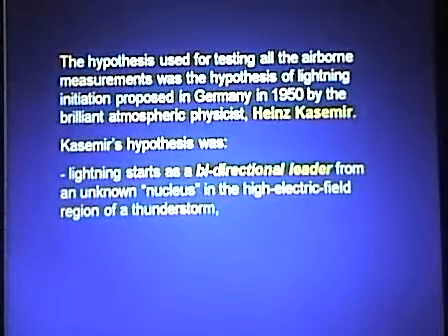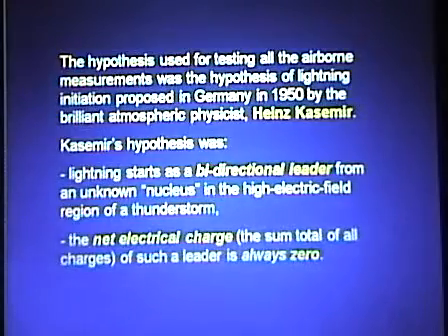Casimir's hypothesis said that lightning should start as a bidirectional leader from unknown nucleus. He didn't identify it. He said it should be some nucleus in a high electric field region of thunderstorm, and it should be a bidirectional leader. And the net electric charge on this bidirectional leader, which is the sum of positive and negative charges, should be always zero.